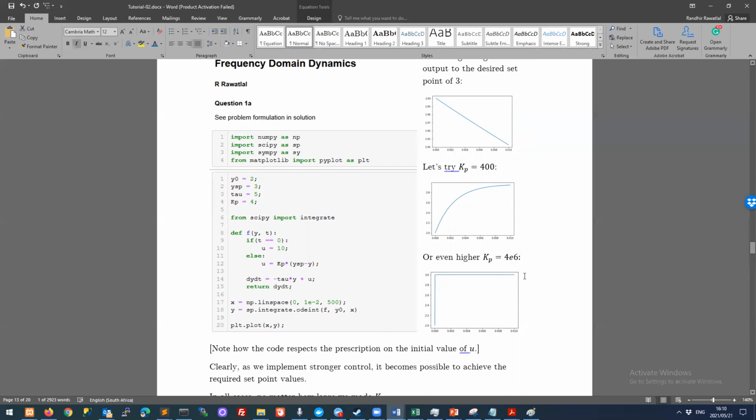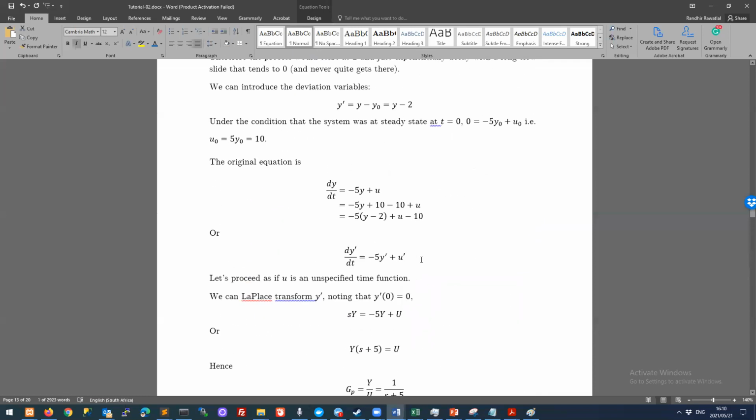Not all controllers are so nicely behaved. You can imagine if this was a second order process, if you used a crazy controller like that, it's going to overshoot the steady state and then it's going to bounce around. It might not come down to a nicely damped behavior. But the nice first order system does always go to the 3 value, as long as you use a non-zero Kp, a Kp more than 0. Okay, so that's the first problem.